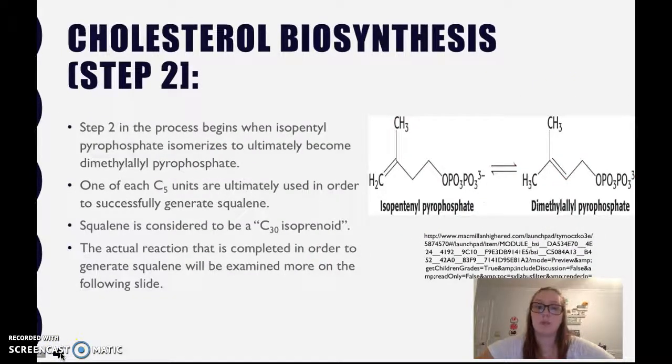So now step 2. Step 2 in the process begins when isopentyl pyrophosphate isomerizes to ultimately become dimethylallyl pyrophosphate, which is seen right here. One of each C5 units are ultimately used in order to successfully generate squalene. Squalene is considered to be a C30 isoprenoid. The actual reaction that is completed in order to generate squalene will be examined more on the following slide.